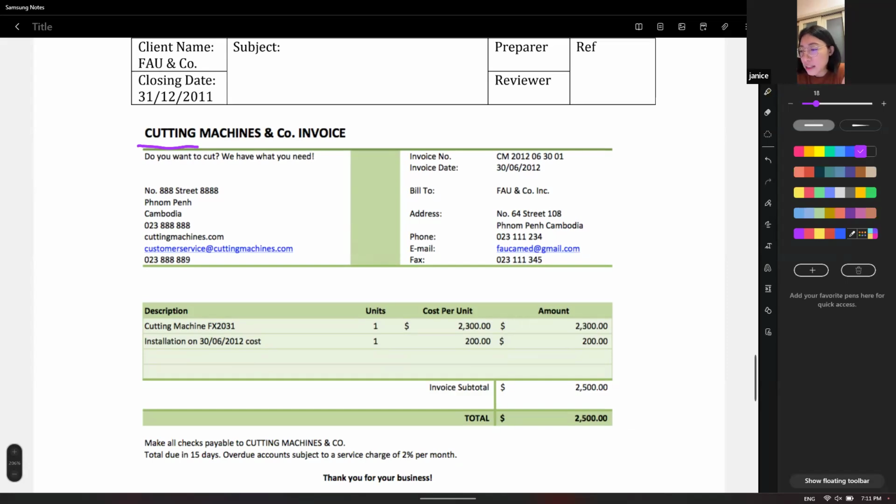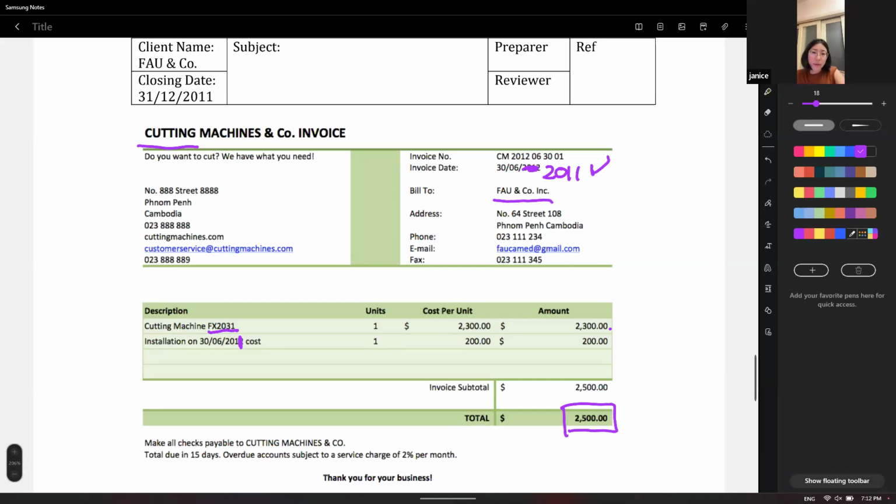For the cutting machine, we look at the date. It's 30th June 2011. So it's bought during the year. It's billed to FAU. And what do we have here? We have the cutting machine FX3 2031 for 2,300, and then installation on 30th June 2011 for $200, for a total of $2,500.